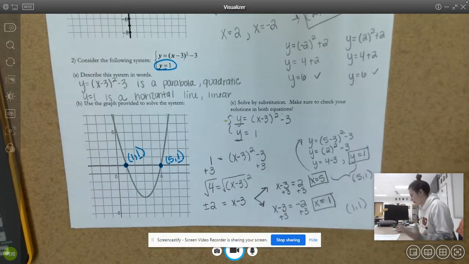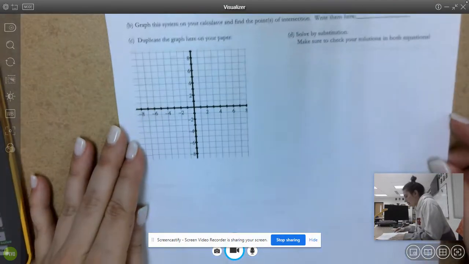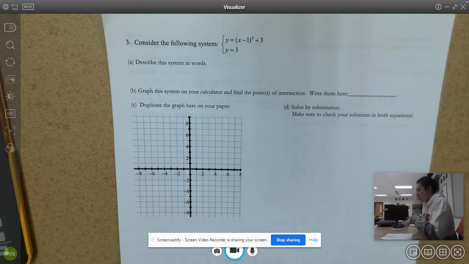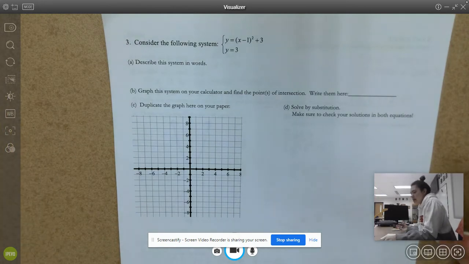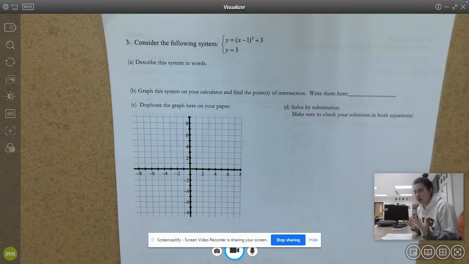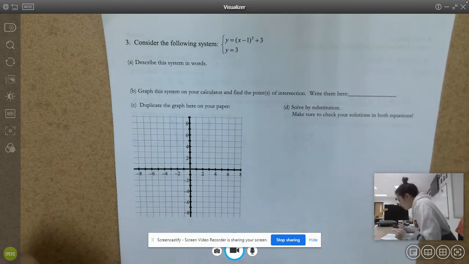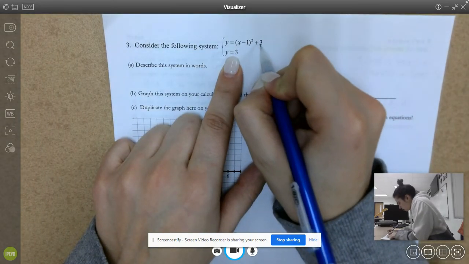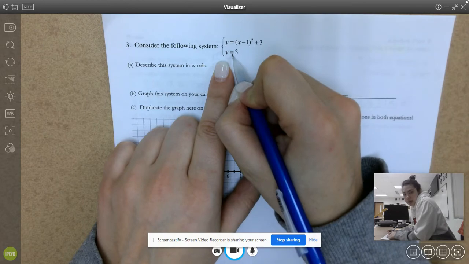So that's awesome. Okay, now let's work through our last example problem, number 3. This example problem is going to have us do primarily the same steps that the first example problem did. The last one was really nice. It was already graphed for us. In this case, we're going to have to do some graphing on our own, but that's totally fine. We should feel pretty good with the calculator. So we need to consider the following system: y equals (x minus 1) squared plus 3, and y equals 3.